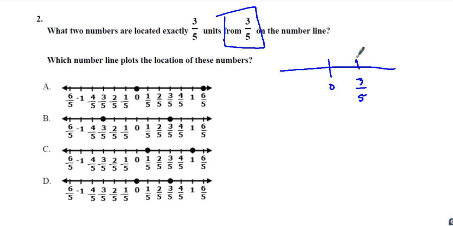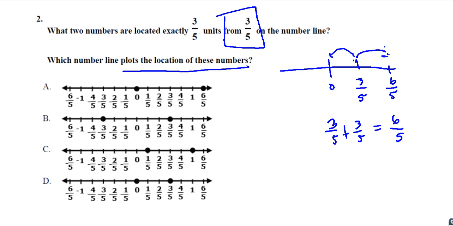So if we started at 3/5, and we wanted to go 3/5 units from 3/5, well, that would make sense that one of the numbers should be 0, because from 3/5, if you go to the left by 3/5, you'll end up at 0. So then where would you end up if you went to the right by 3/5? Well, that would just be 3/5 plus 3/5, and the denominators are the same. That 5 is kept, 3 plus 3 is 6, so you should end up at 6/5. So now I'm just looking for the one that plots the location of these numbers. I'm looking for a number line with 0 and 6/5, which would have been A.